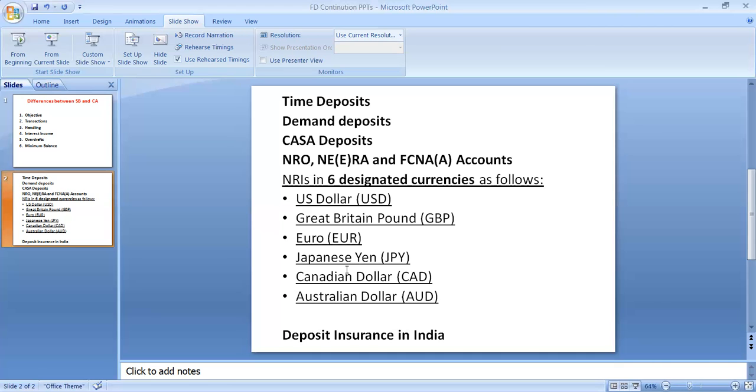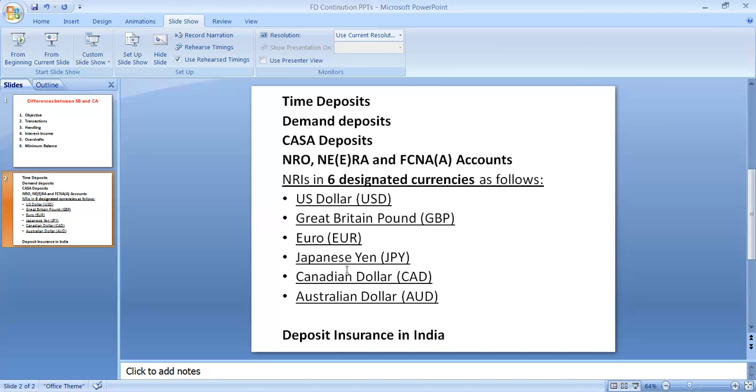The banks may decide the interest rates after the approval from the RBI and within the limits fixed by the RBI. They cannot go beyond that. If a person has an NRE account and wishes to transfer to FCNR, it is permissible without prior approval of RBI.